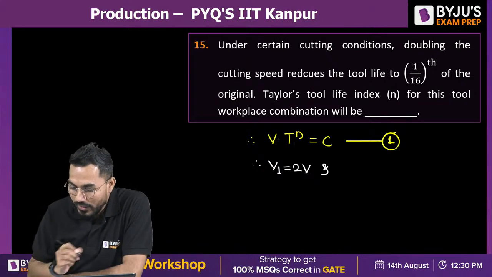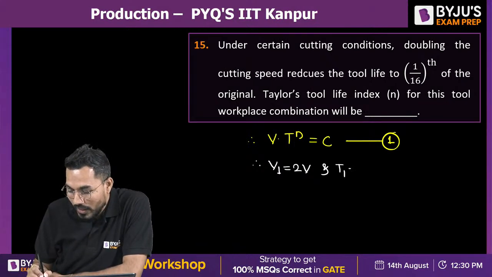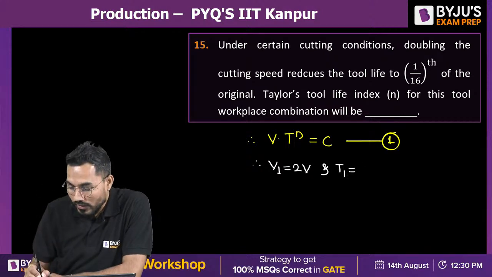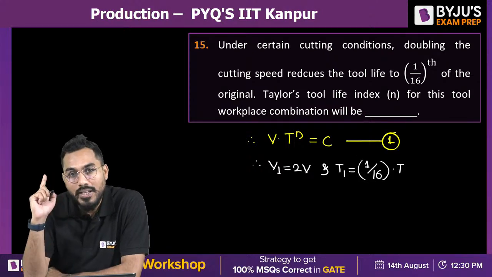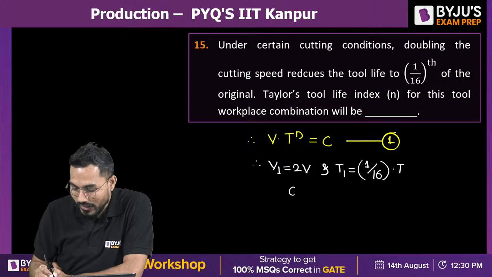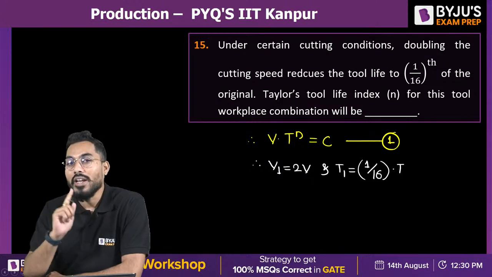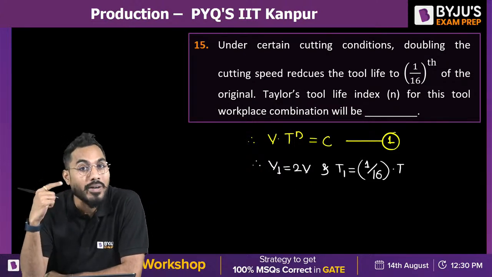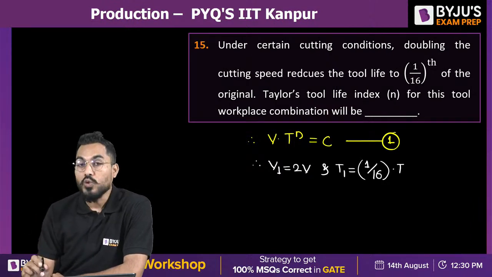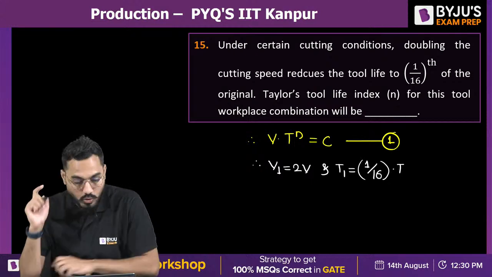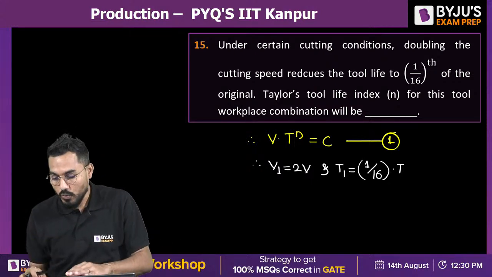Okay, fine. And then the new tool life will be 1/16th of the original. So I'll say that the new tool life will be 1/16th times the original tool life. As these are similar cutting conditions, can I say that C, the constant, will remain the same, and small n, the exponent, because it depends on the material properties, so small n, called the tool life exponent or tool life index, will remain constant. So now this is exactly equal to my equation number 2, right?